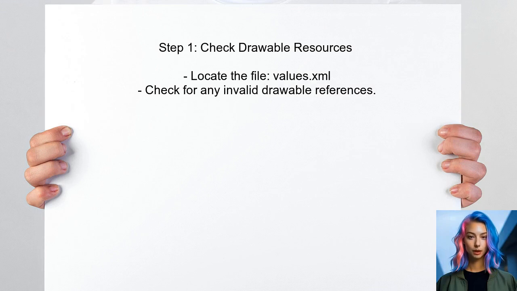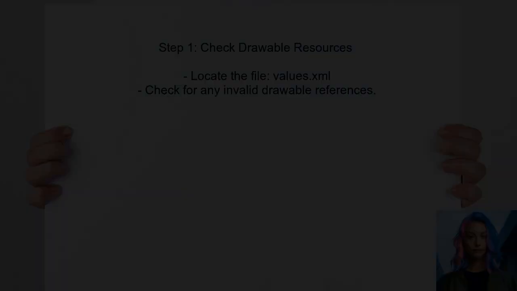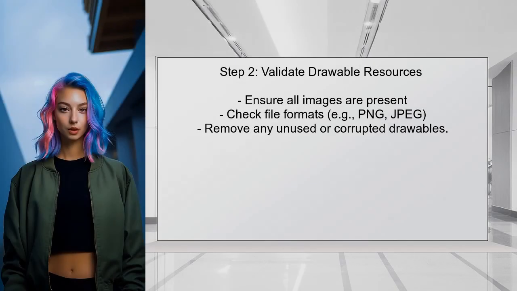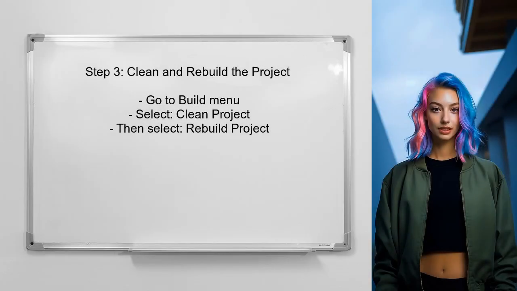To begin resolving the build error, the user should check the drawable resources in their project. Specifically, they need to locate the file mentioned in the error message, which is values.xml. Next, the user should ensure that all drawable resources are valid. This includes checking for any missing images or incorrect file formats that could cause the build to fail. After validating the drawables, the user should clean and rebuild the project. This can be done by navigating to the Build menu and selecting Clean Project, followed by Rebuild Project.